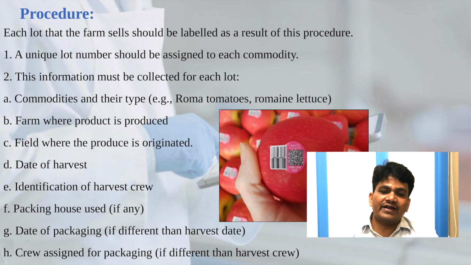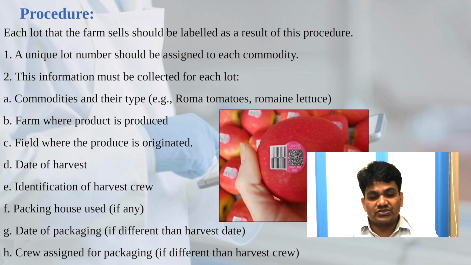So there are different varieties, and within a particular variety we can have a different lot number and different categorizations, right? The farm where it is produced is also important information: the field where the product originated, the date of harvest, identification of the harvest crew, and even the packing house used. So we must have the information on where it has been packed.